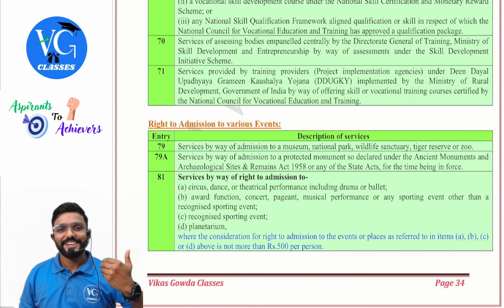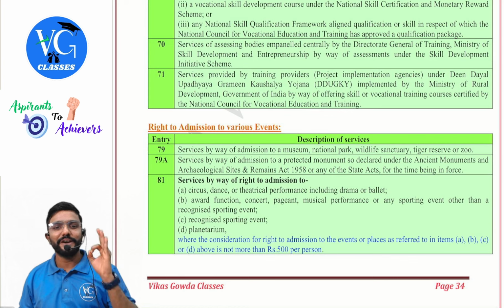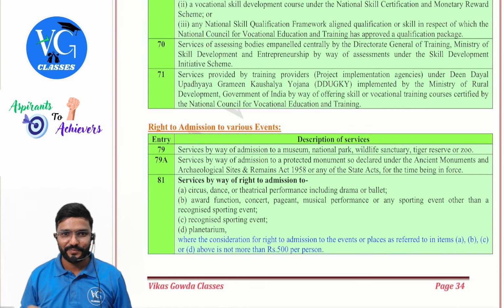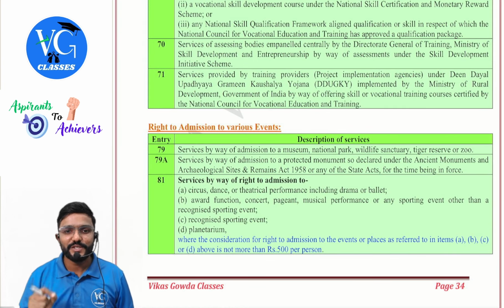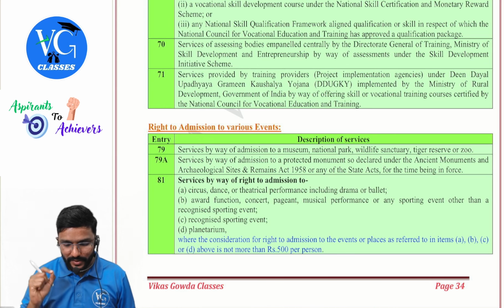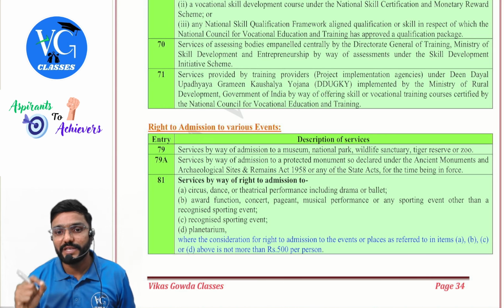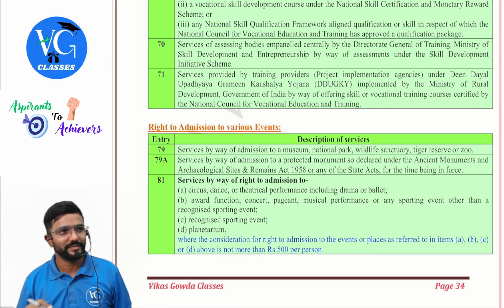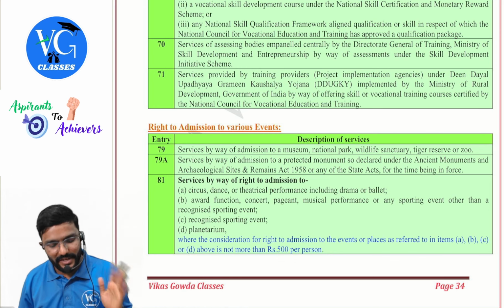Listen, it's okay, we'll push. Right to admission to various events. Entry 79. Services by way of admission to a museum, national park, wildlife sanctuary, tiger reserve, or zoo. Is it exempt, sir? Yes.